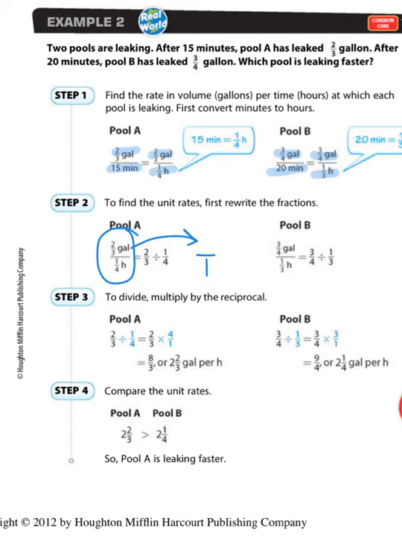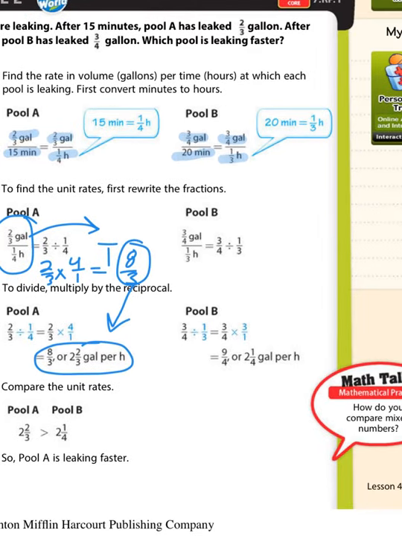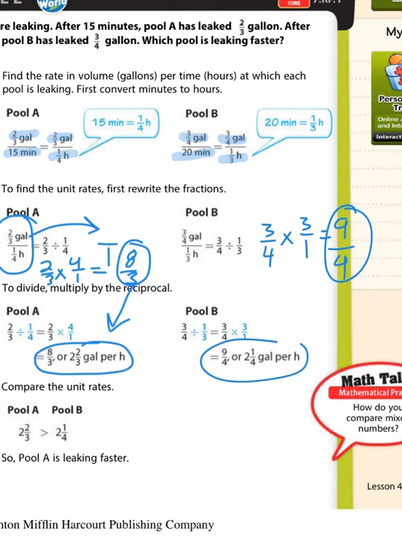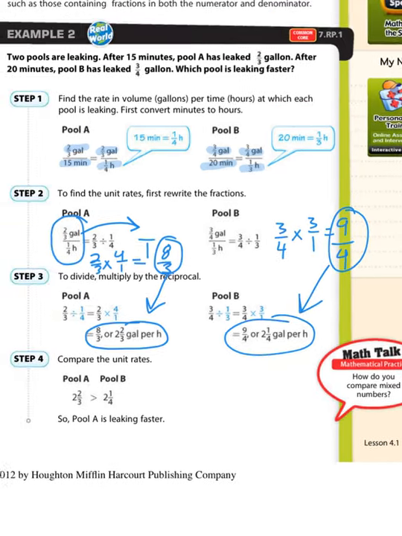All right, so 2/3 divided by 1/4 is going to be the same thing as 2/3 times 4 over 1. 2 times 4 is 8. 3 times 1 is 3. So pool A is leaking 8/3 of a gallon per hour. Could also be 2 2/3 per hour. All right, pool B, we're going to use that same method by just dividing it out. 3/4 divided by 1/3 is the same thing as 3/4 times 3 over 1. 3 times 3 is 9. 4 times 1 is 4. Pool B is leaking 9/4 of a gallon per hour, or 2 1/4 of a gallon per hour.